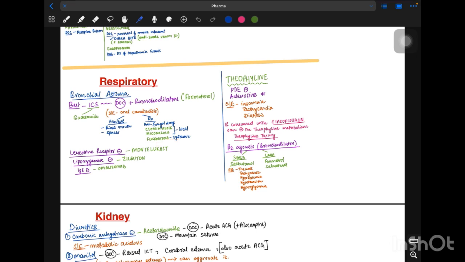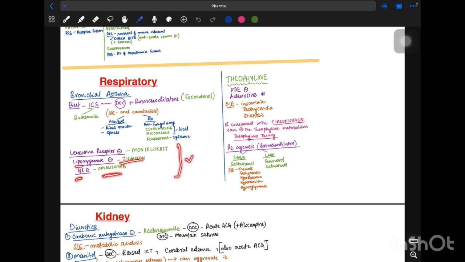Now, what are the other drugs? Other drugs may be leukotriene receptor inhibitors. The example is montelukast. You can remember it as LU in montelukast and LU in leukotriene. Leukotriene receptor inhibitor is montelukast. Lipoxygenase inhibitor is zileuton, and IgE inhibitor is omalizumab.